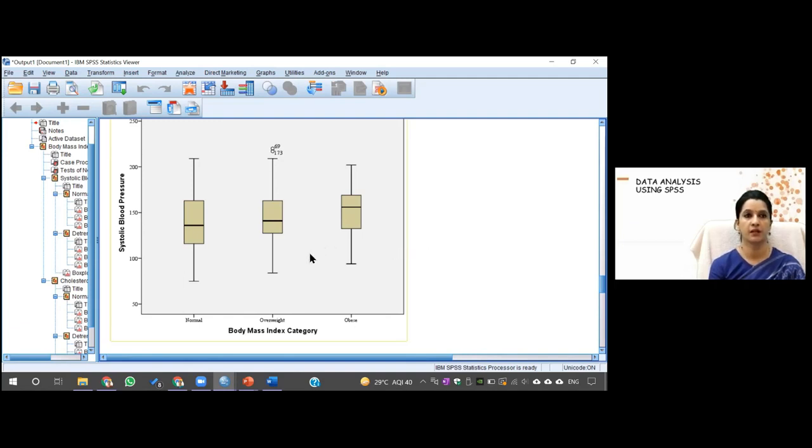If you see the BMI category across the three groups of systolic blood pressure, then you can see what about the outlier. You can see the outliers in normal, overweight and obese. Can you comment whether there is any outlier or not in this case? And if yes, is it a normal outlier or an extreme outlier, and in which group? Please type your answer in the text box, or you may unmute yourself and answer.